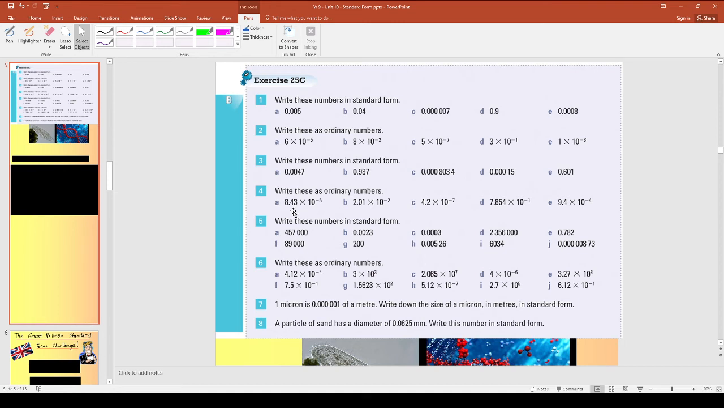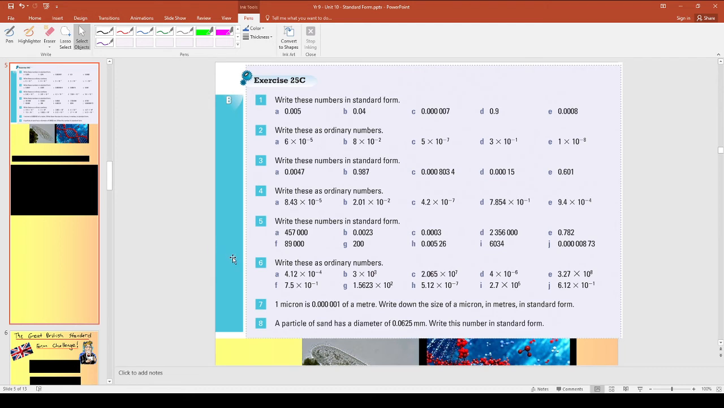Here we go. 0.40 is 843. 0.0201. 0.6 zeros, 42. This one here, 0.7854. Next one, 0.3 zeros, 94. Here we go, standard form the other way.